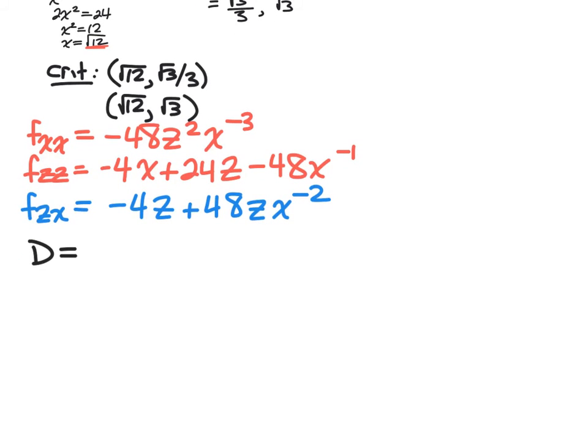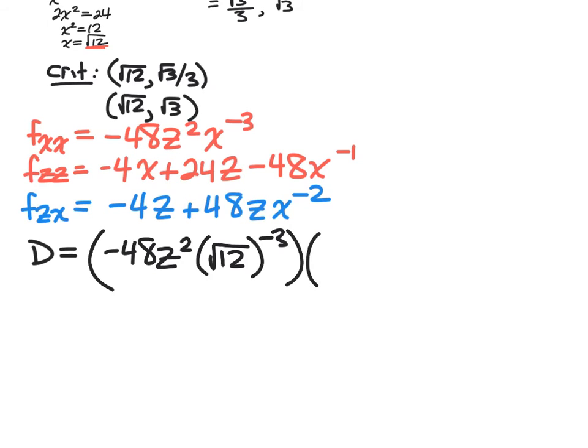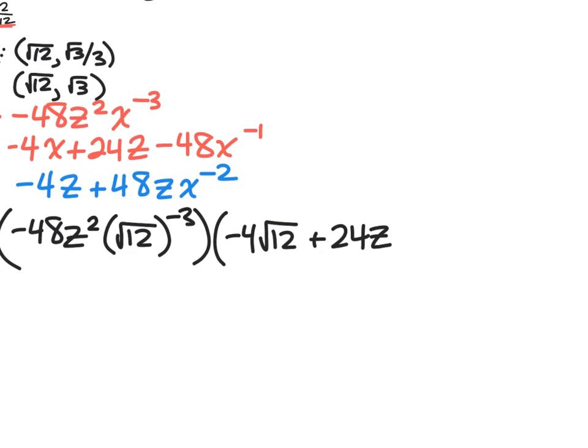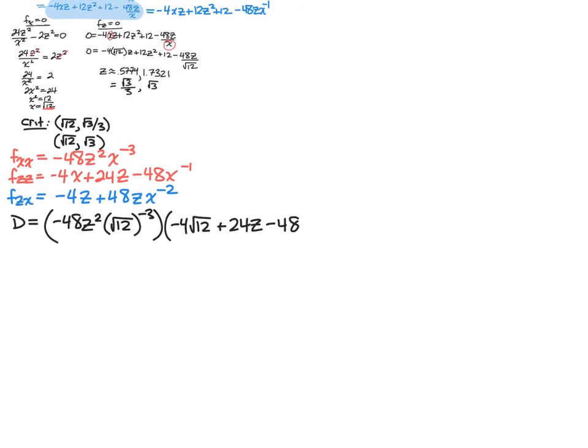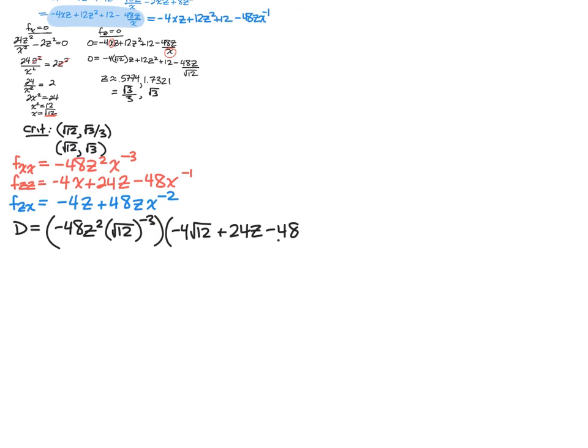So negative 48z squared radical 12 to the negative third, times negative 4 radical 12 plus 24z, minus 48 over the square root of 12. And then the other part is just going to get squared away.